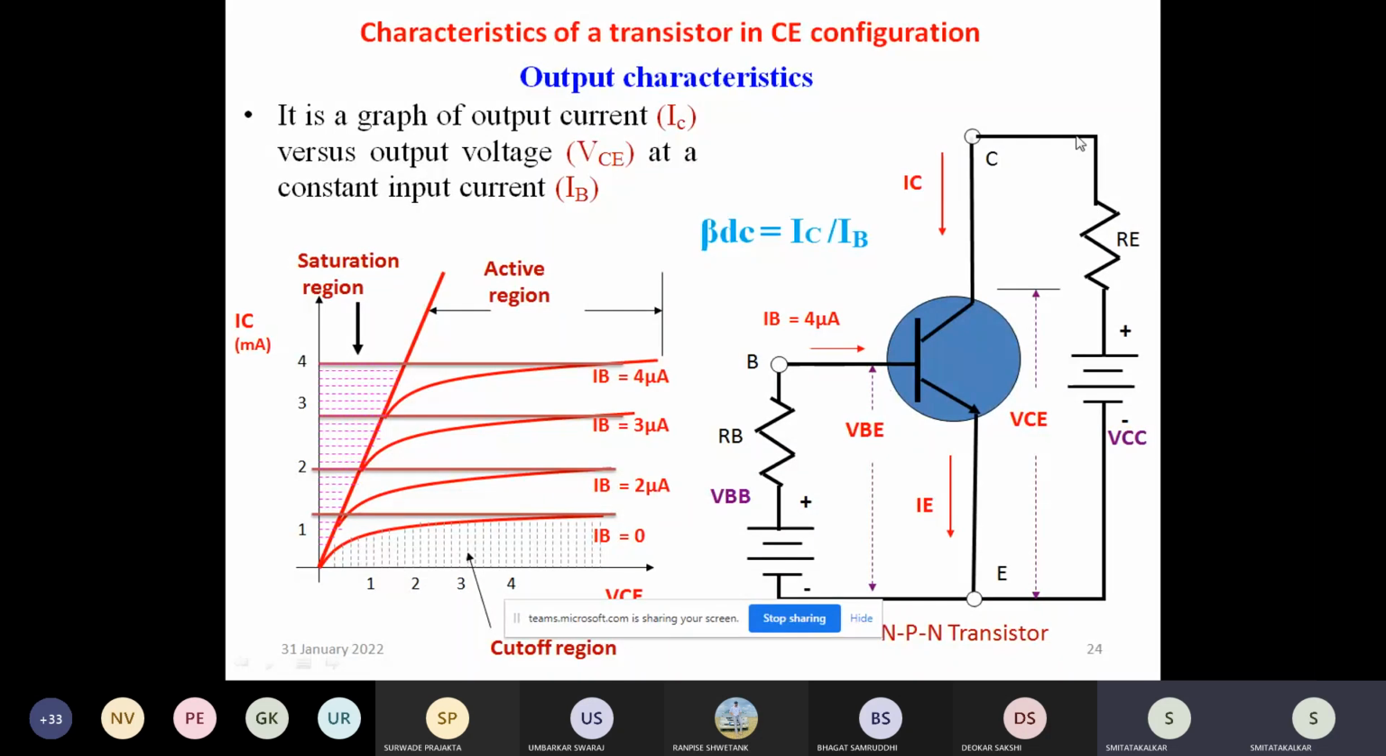This is the input side. Then what is our output side? It is the output side current and voltage. Here the negative voltage passes through the emitter terminal, and the positive voltage flows through the collector terminal. That is why the negative voltage increases through VCE.